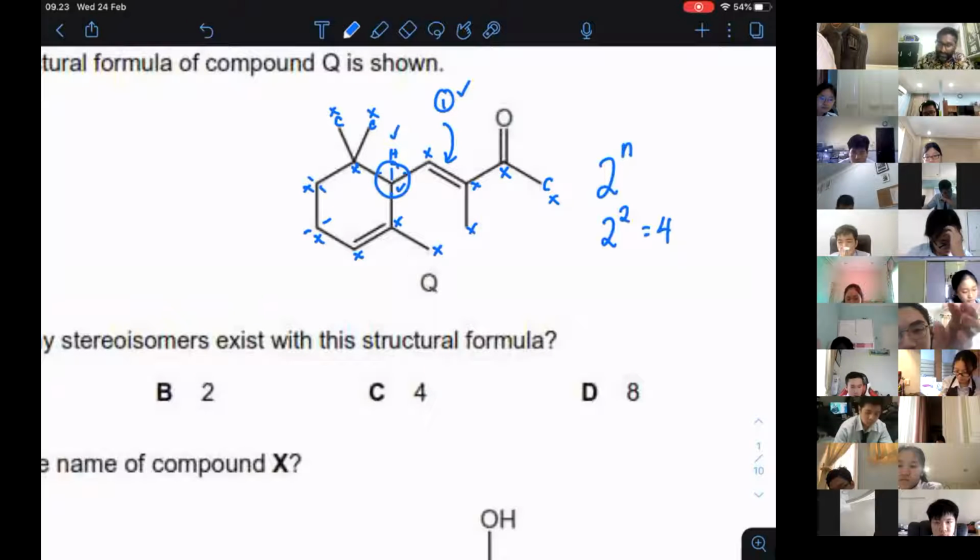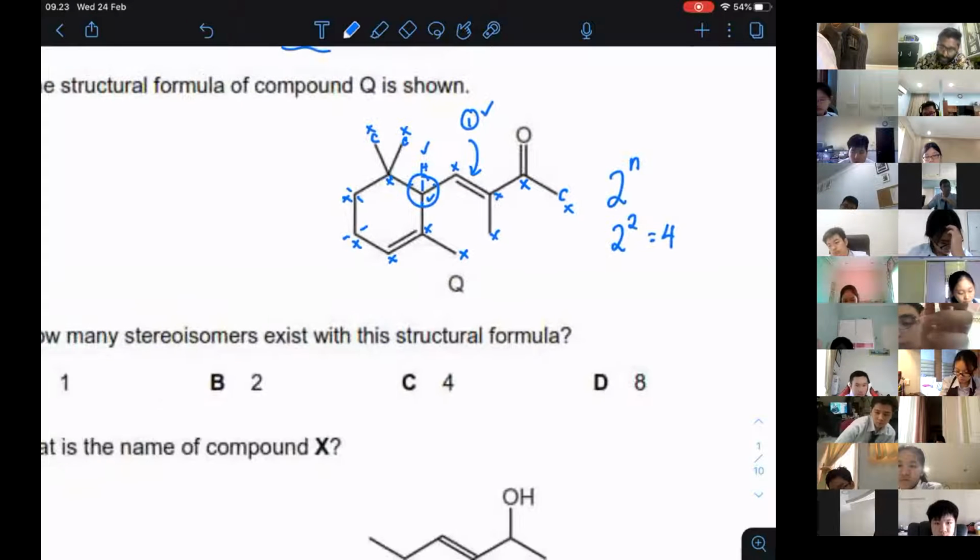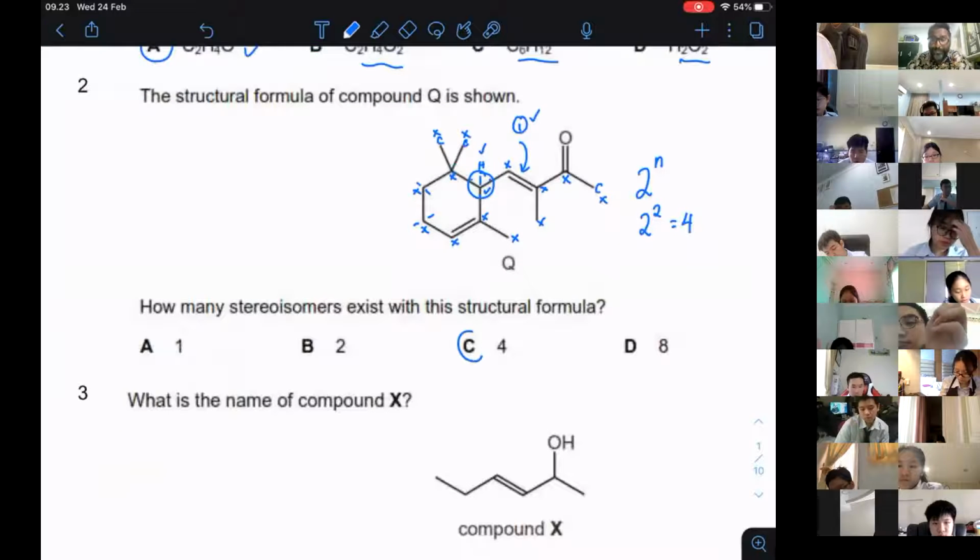So in this case, the answer to how many stereoisomers is going to be 4, 2 to the power of 2.